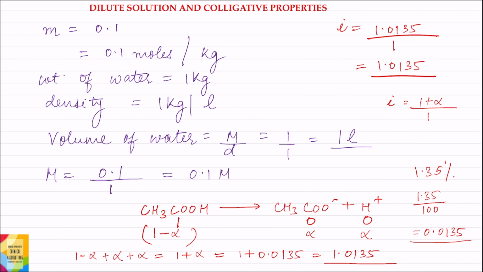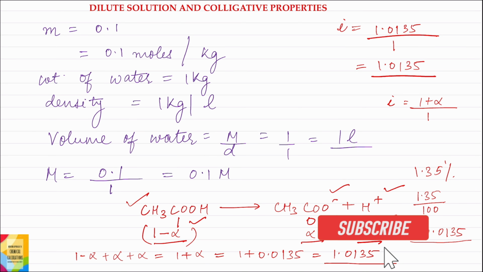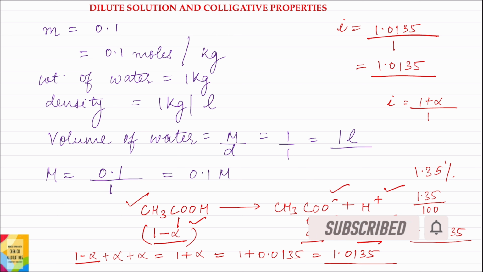Now, how to calculate van't Hoff factor? Acetic acid dissociates to give acetate and H plus ions. If initially the number of moles of acetic acid is 1 mole, then when there is no dissociation, the moles of acetate ions is 0 and moles of H plus ions is also 0. Now considering the degree of dissociation as alpha, that is out of 1 mole if alpha moles dissociates, then remaining acetic acid is 1 minus alpha moles and acetate ion formed is alpha moles and H plus ions formed is alpha moles. Total number of moles in the solution after dissociation will be 1 minus alpha plus alpha which is equal to 1 plus alpha.